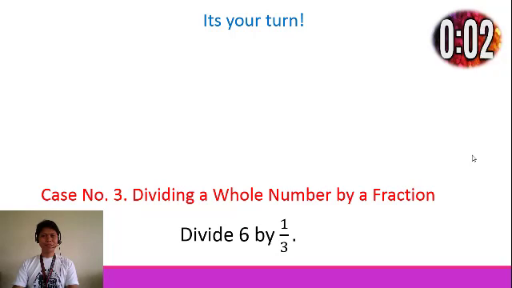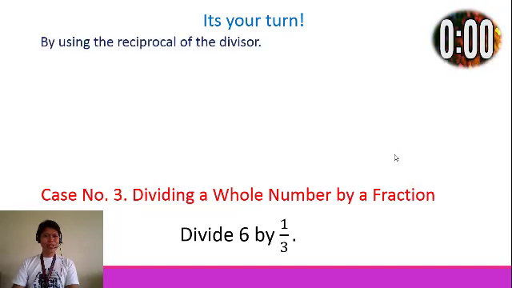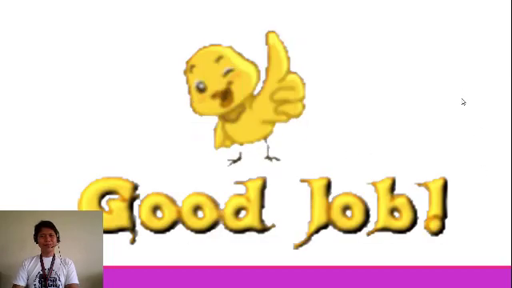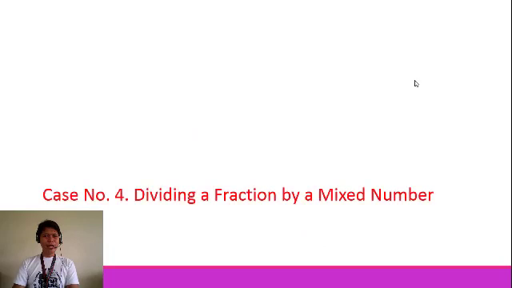Okay, time's up. So 6 over 1 by the reciprocal. This time we will use the reciprocal of the divisor. So 6 over 1 times 3 over 1. So 6 times 3 is 18 and 1 times 1 is 1. So the answer is 18. Good job. Okay. Moving on, we have case number 4, dividing a fraction by a mixed number.